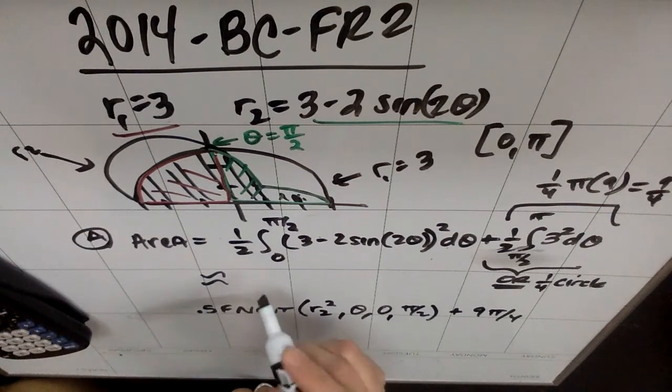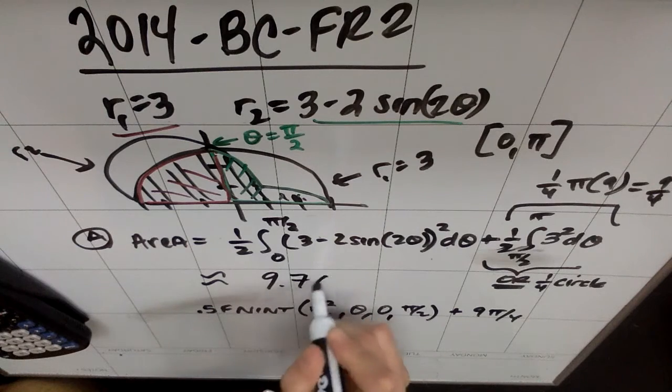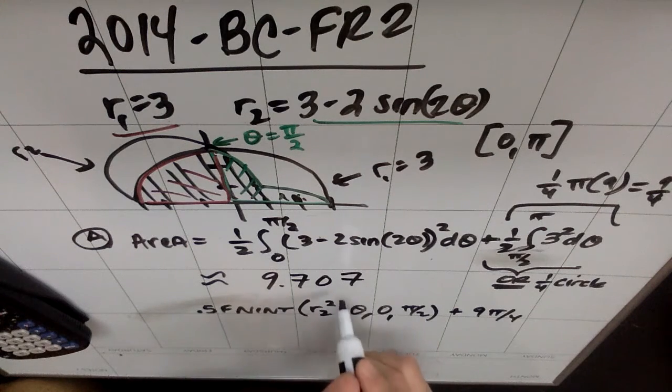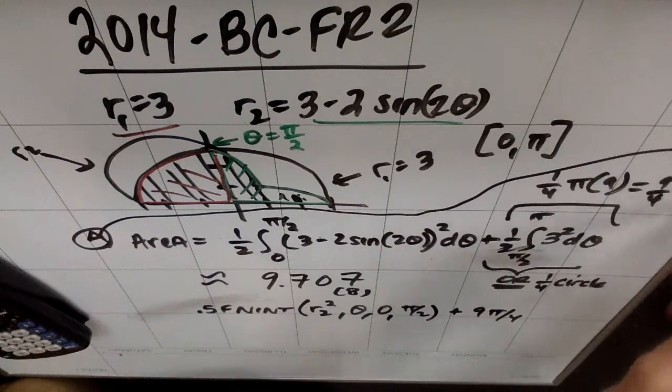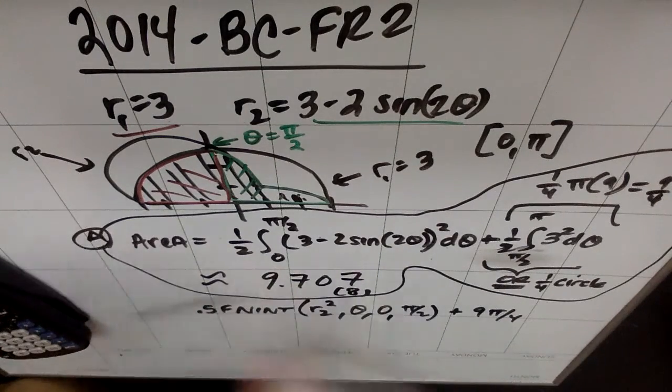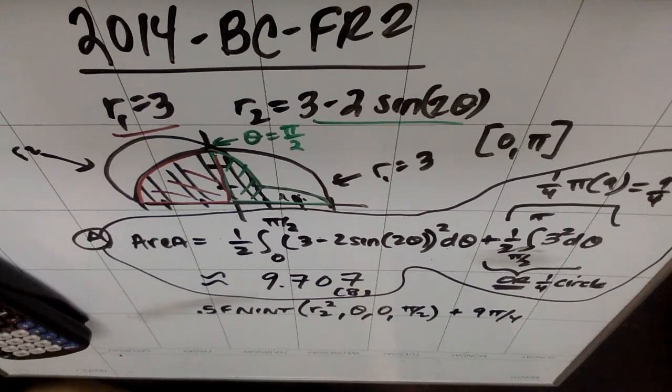Either way you do it, you end up getting a 9.707 or 708, depending on if you round or truncate. So this is what the AP needs to see, right? Whichever of those two methods you used for the red area is fine. They don't need to see this, but you have to know how to put it in your calculator. Cool. Part B.